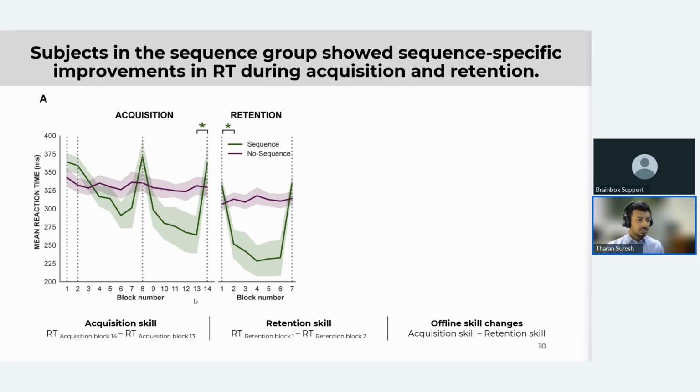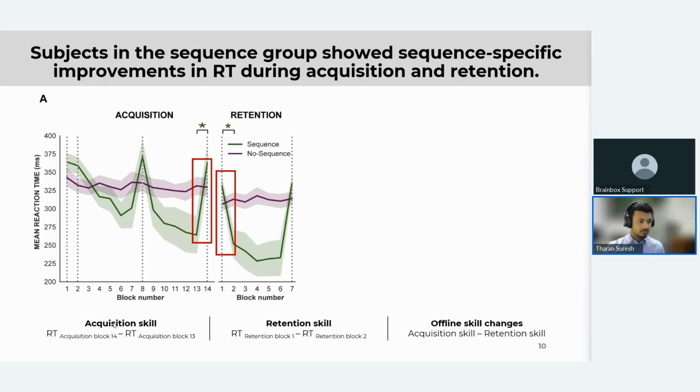And the key metrics from this task that we use to measure are the acquisition skill, the retention skill, and offline changes. So acquisition skill is the difference in mean reaction time between the last sequence and the last random block. So it's this. For the retention skill, it's the similar difference in mean reaction time between block 1 and block 2, in this case, the random and the sequence. And a difference of these differences is called offline changes.